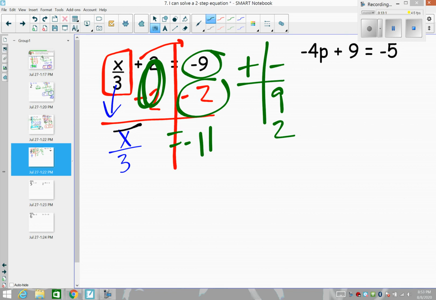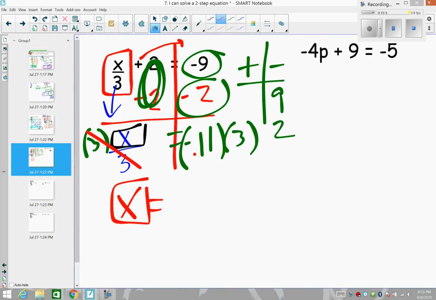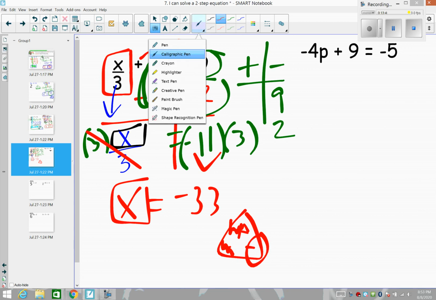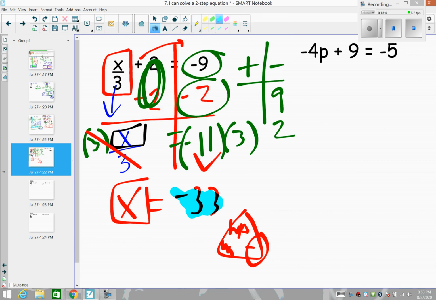When I go to build house, build fence, clean yard, I need to get the x alone, so I have to get rid of the divide by 3. So we're going to multiply. Remember, we're multiplying to get rid of the division. That becomes 1. So x finally gets to be alone. And on the right-hand side, I have a triangle problem of -11 multiplied by +3 is -33. So our job then is to plug this -33 back into the equation and see what happens.